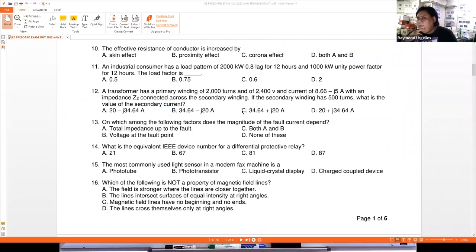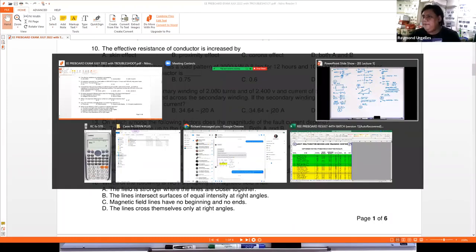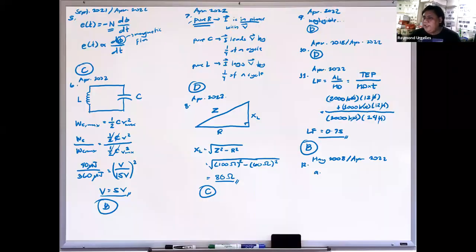So we are given the primary turns, we are given the secondary turns, and we are given the primary current. Hinahanap yung secondary current. So therefore, turns ratio lang gagamitin natin dito. Remember, the turns ratio is the primary turns divided by the secondary turns. And again, remember from lecture natin sa transformers, the current ratio IP over IS is the reciprocal of the turns ratio. So therefore, this should be IS over IP.